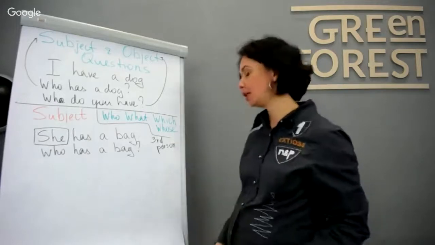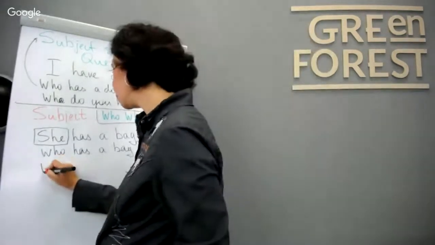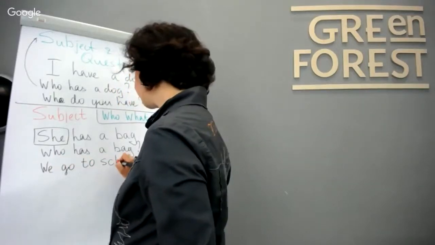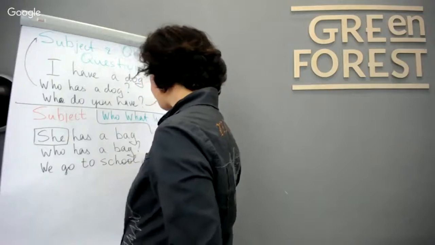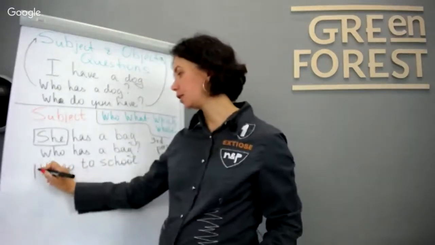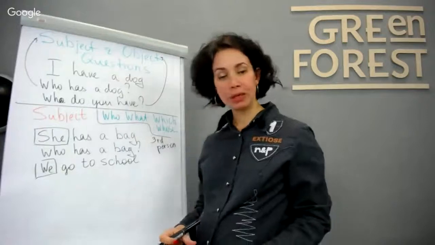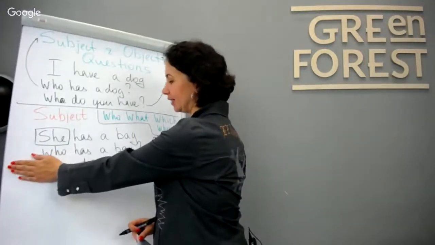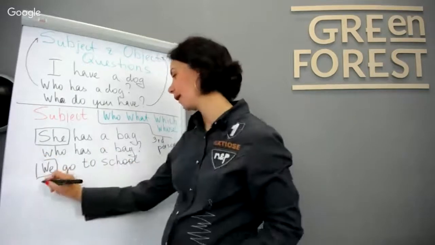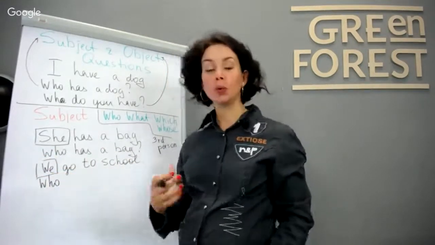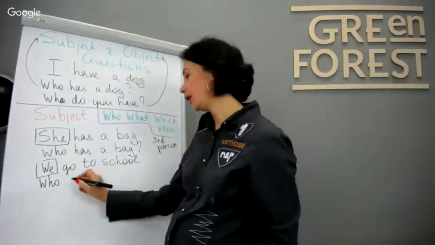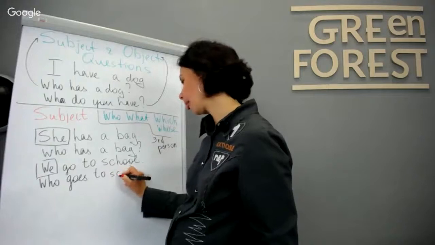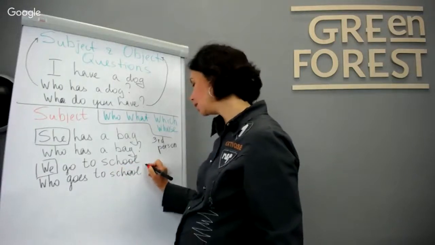So if I write here a very simple sentence: we go to school every day. What is the subject of our sentence? We. How to create the question? Close this word with your hand and write over here who. But as who is third person, we need to say, who goes to school? We don't need does or anything.